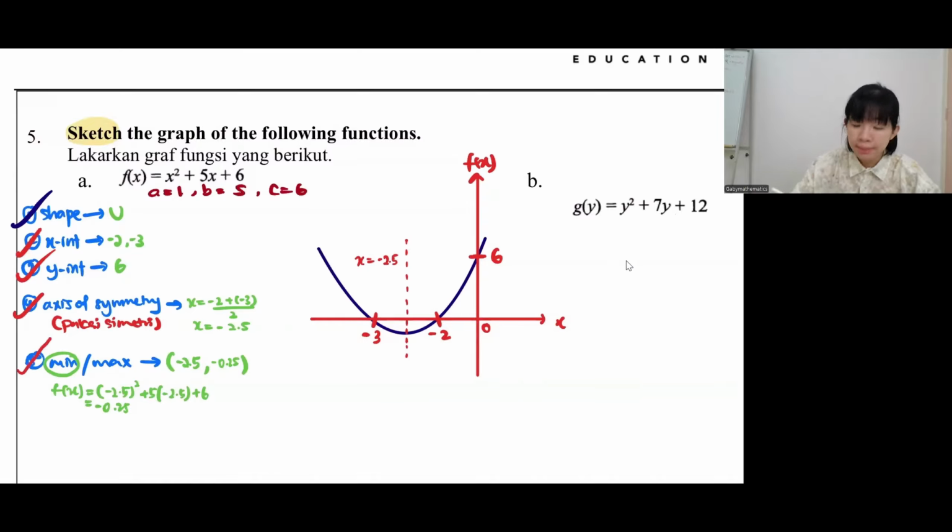Then the fifth one, minimum point. Minimum point is the lowest point here. So the x coordinate is negative 2.5. The y coordinate is negative 0.25. This is the perfect graph.